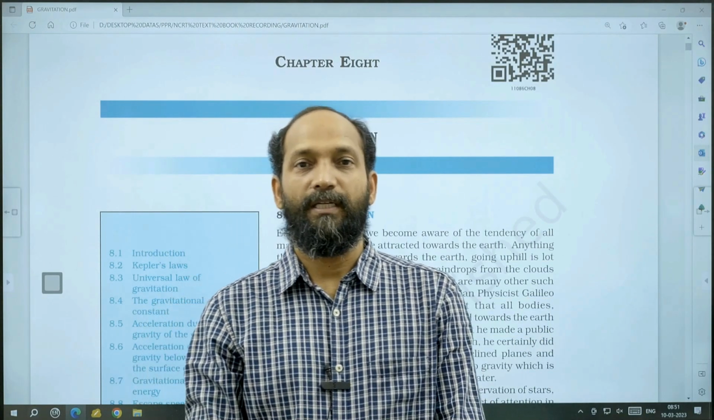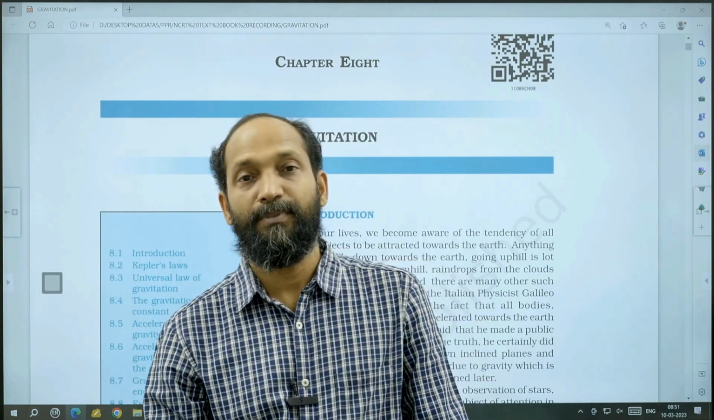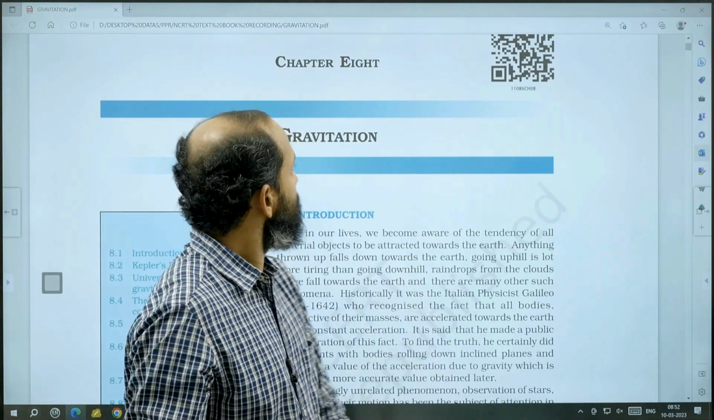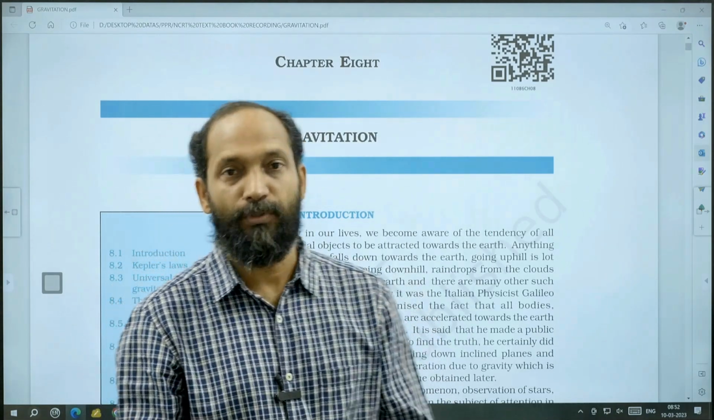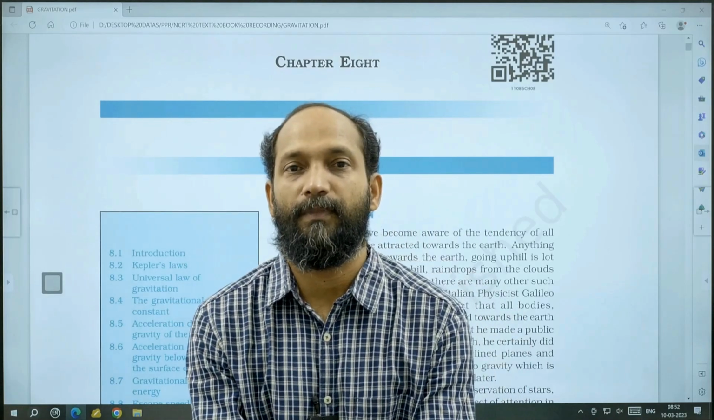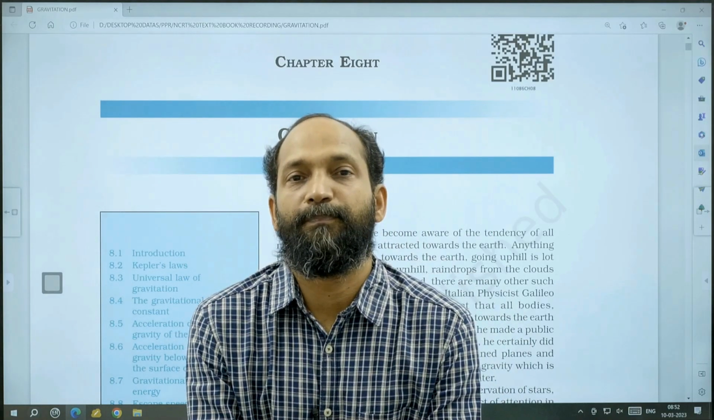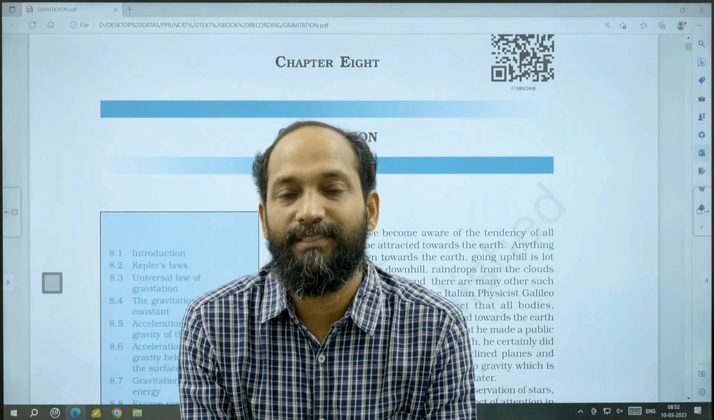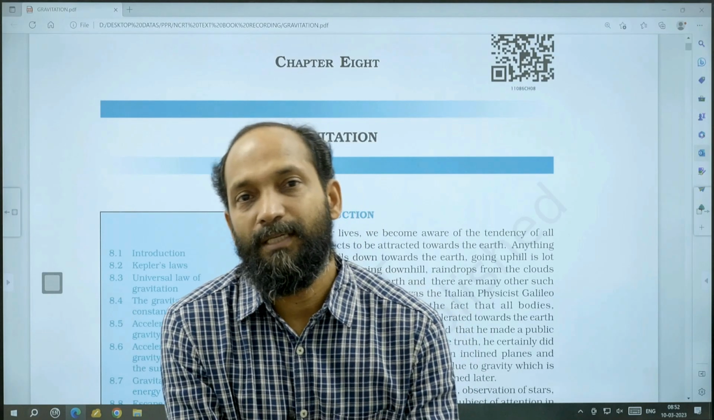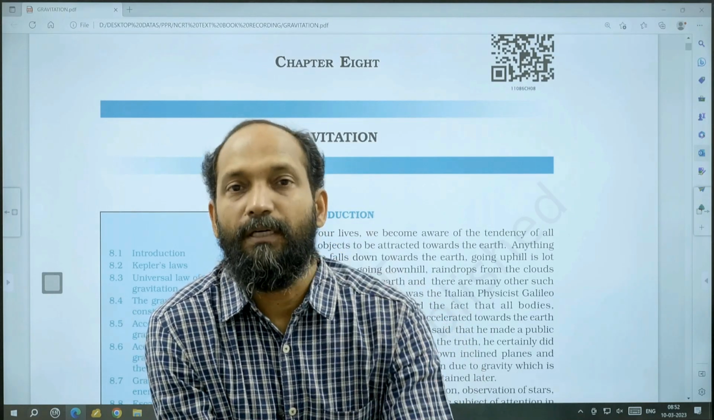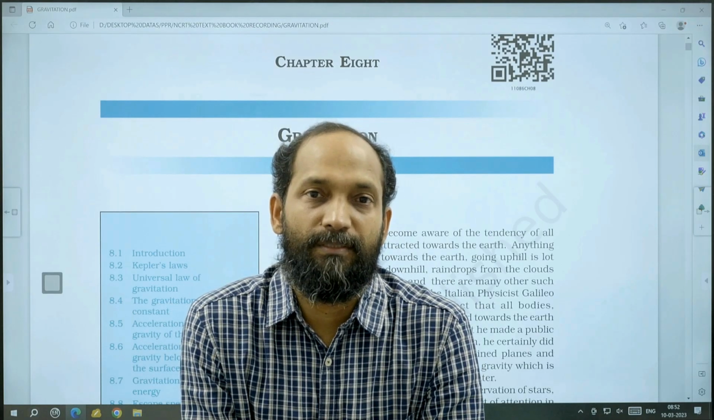Hello children, welcome back. Today's chapter is Gravitation, chapter 8, for quick revision. The first topic is Kepler's laws. Johannes Kepler has developed three basic laws.